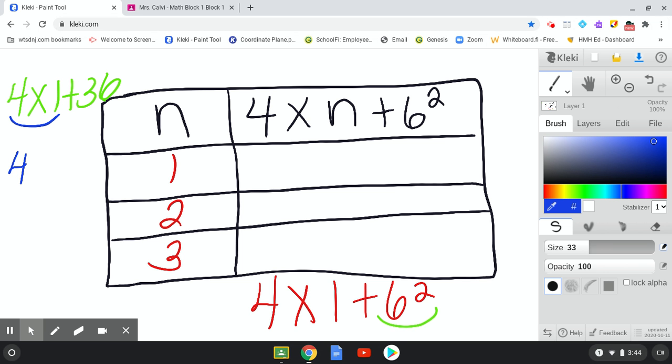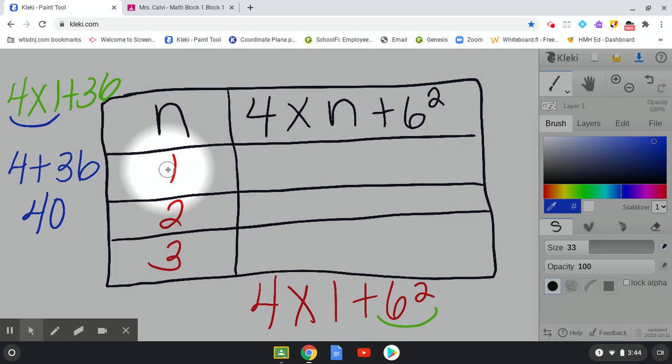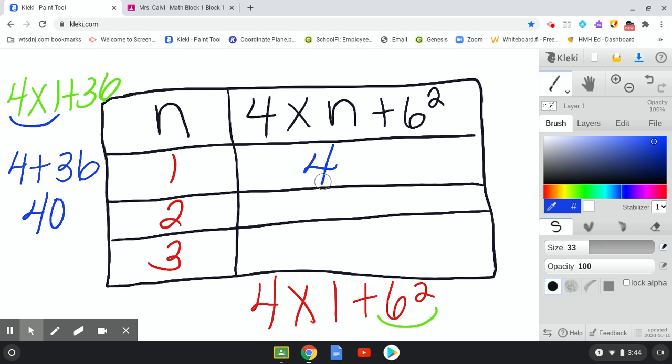That's 4. Drop down my plus sign, drop down my 36. My final operation, 4 plus 36 gives me 40. So when I plugged in 1 for my variable n into this algebraic expression, and once I solved, I came to an answer of 40. So I put 40 in that box.